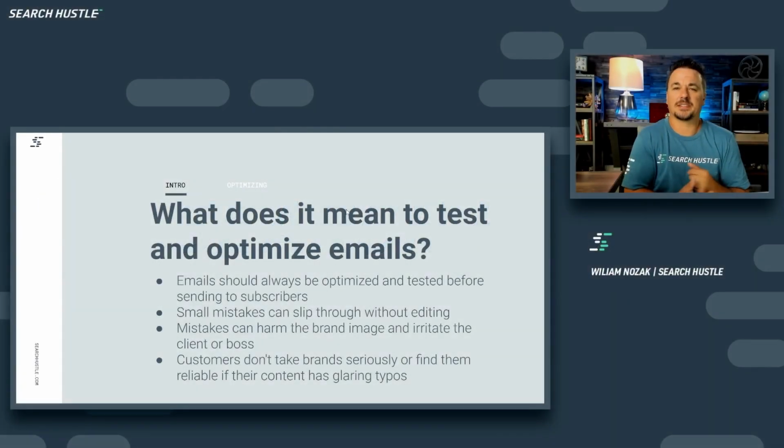What does it mean to test and optimize, right? We're talking A/B tests, and a lot of things we do these days have A/B testing built in. It's this automation, this AI. Email should always be optimized, tested, retested before sending to subscribers.